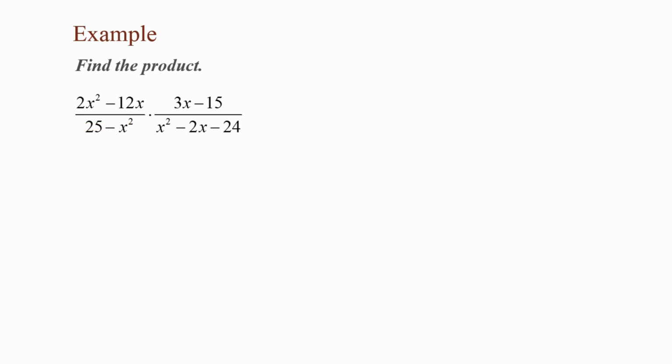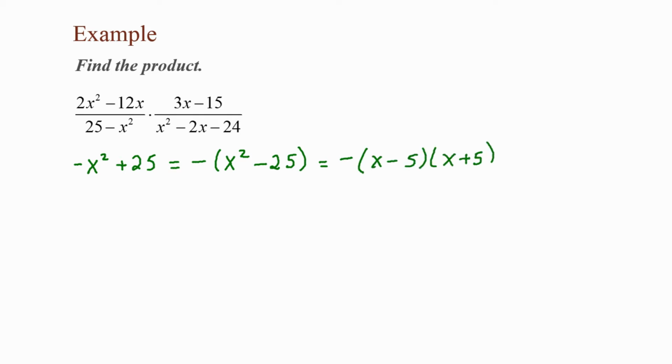I can factor that by first rewriting this as negative x squared plus 25. I want that x squared to be positive, so I factor out a negative 1, leaving me with x squared minus 25. Then I can factor my x squared minus 25. So I have my negative x minus 5, x plus 5.